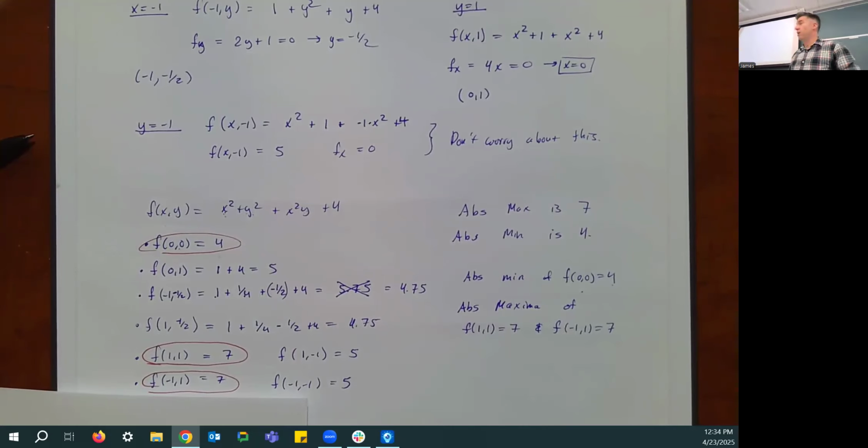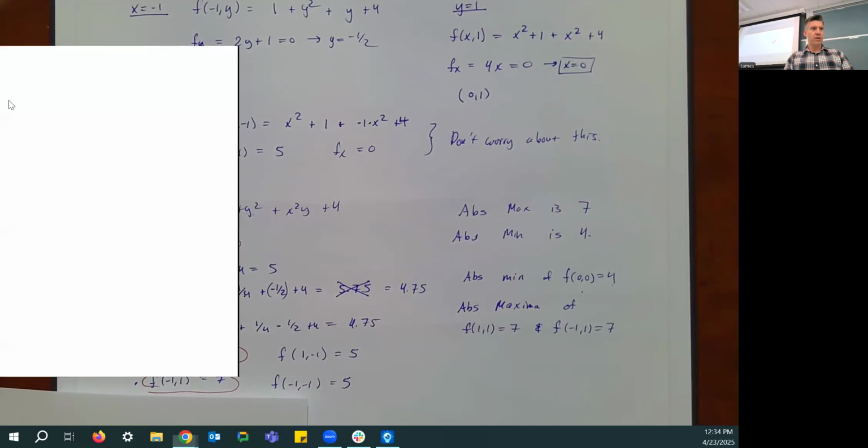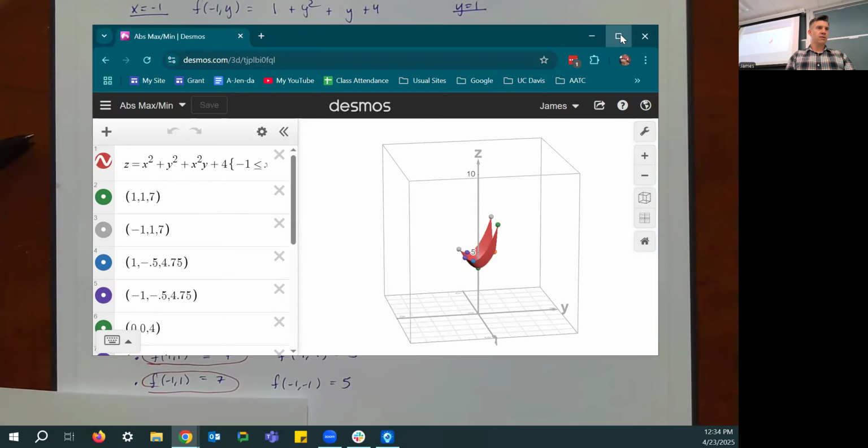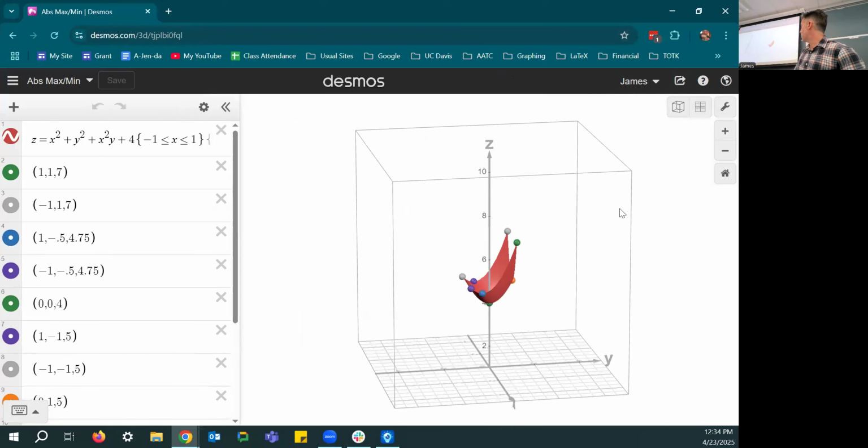Cool. So let me show you the graph of that instead. Apologies. There is one thing about my graph that is different. No, it's exactly the same. Never mind. So here is the actual surface that we just graphed, but limited to just the 2x2 square from negative one to one.